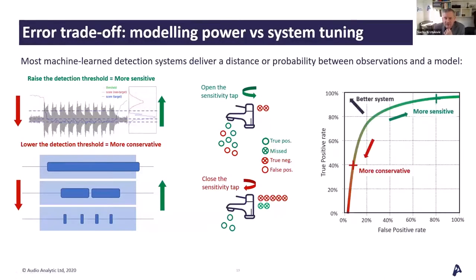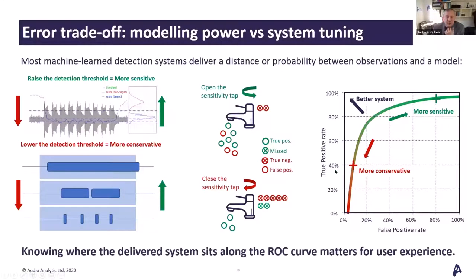You really make your system better when you move the whole curve closer to the origin. So when you train a new system or when you test a new architecture, what you want to see really is the whole curve going towards the upper left corner. But the idea here is, when you are evaluating the system, measures such as the F-score, which give you only one operation point, are not very informative, because it's more informative to know where the system sits along the ROC curve. That is what matters for user experience.